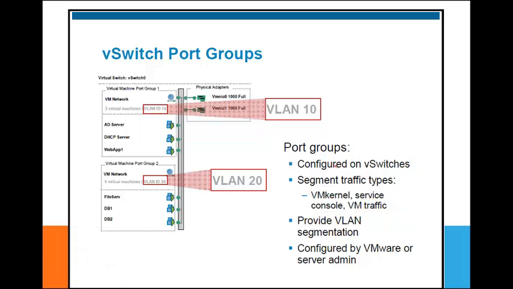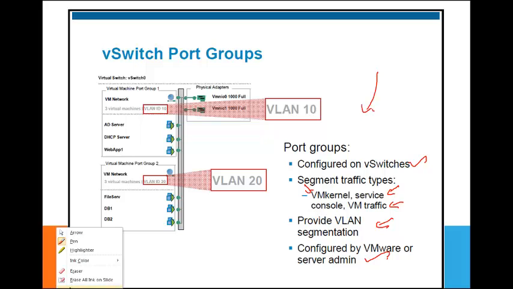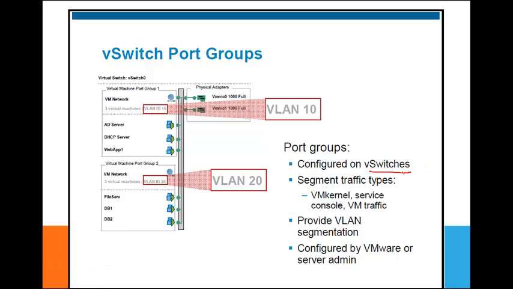So port groups are configured on a vSwitch. As of now, Nexus has not come. In this slide we don't see a Nexus switch. We see a vSwitch, so it has to be done by the VMware team. The reason we have port groups is to give different traffic different treatment, like providing VLANs. So this is configured by a VMware or server admin. Initially it was like that because it is only a vSwitch, not Nexus.